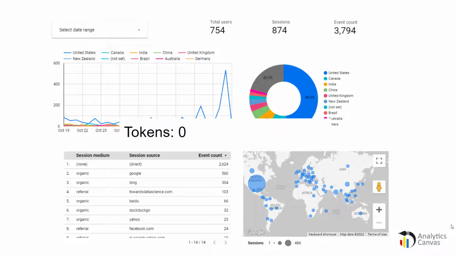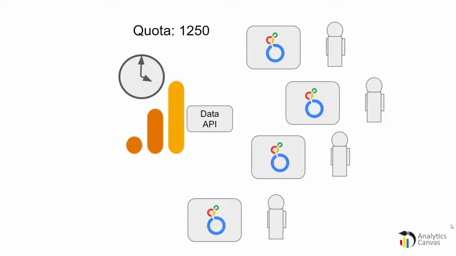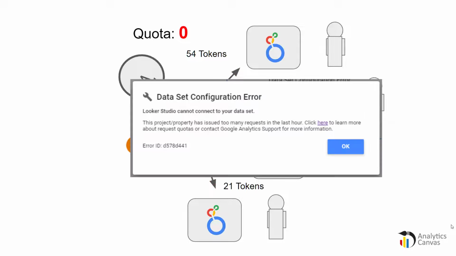The second rule involves tokens. Every element on this report consumes a certain number of API tokens when it is refreshed. The number of tokens consumed by each element depends on things like the amount of underlying data, the date range, the complexity of the query, and if filters are involved. Tokens are reset at the top of the hour. You get 1,250 tokens. As users refresh reports, change filters or date ranges, tokens are consumed. If you run out of tokens during the hour, you will start to get configuration errors.